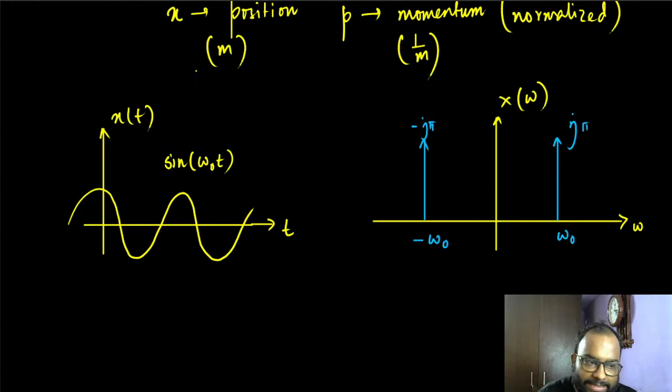So try to understand, this signal exists everywhere in time, but it exists only precisely in frequency. In the frequency domain this signal is extremely precise. If somebody asks where in the frequency domain this signal exists, we will say it exists exactly at frequency omega 0 and frequency minus omega 0. But where in time does this signal exist? The answer would be everywhere in time.